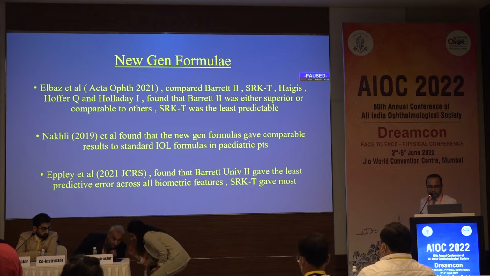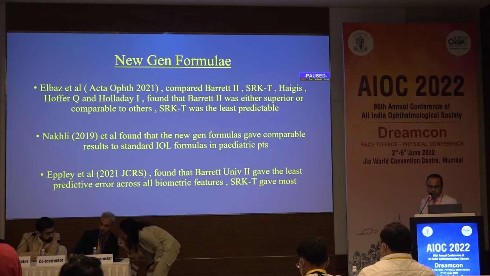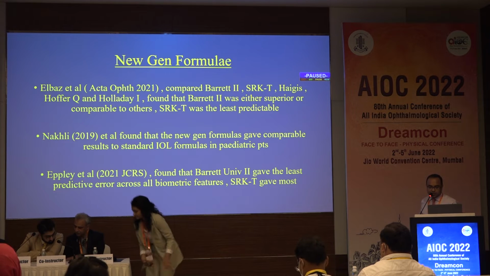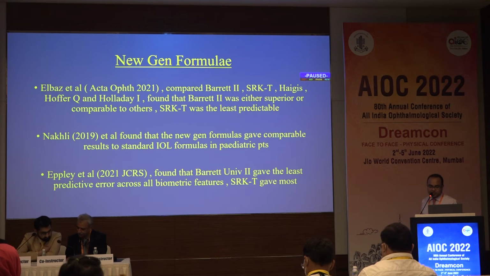Nakley et al. in 2019 found that the new generation formulas give comparable results to standard IOL formulas in pediatric patients, whereas Epley et al. in 2021 found that the Barrett Universal 2 gave the least predictive error across all biometric features, and SRK-T gave the most amount of errors.